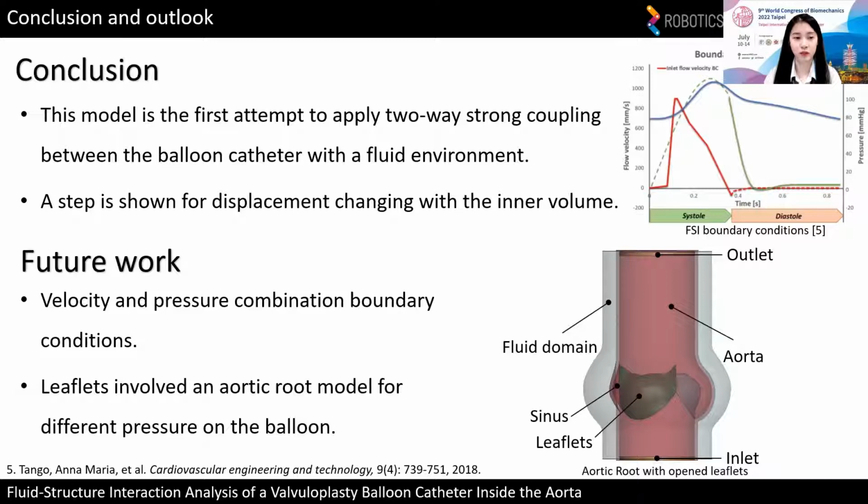For future work, velocity and pressure combination boundary conditions can be applied for more realistic blood flow. The leaflets with the sinuses inside the aortic root can be included to have different pressure on the two sides of the balloon, which means the balloon displacement will be more realistic. It can be validated by experimental tests in the future.